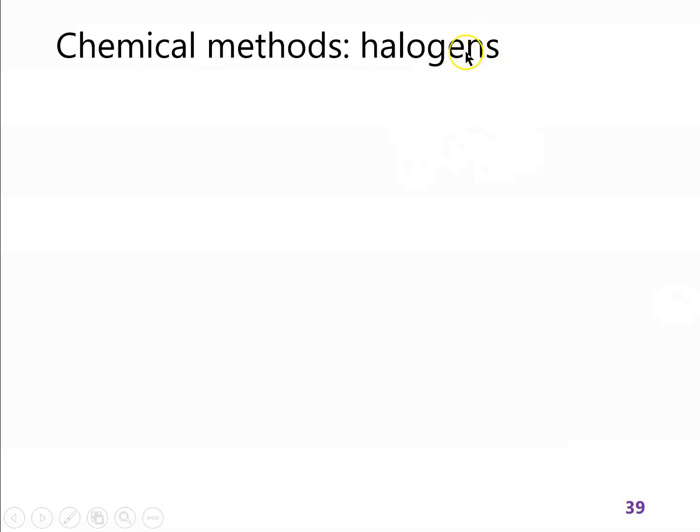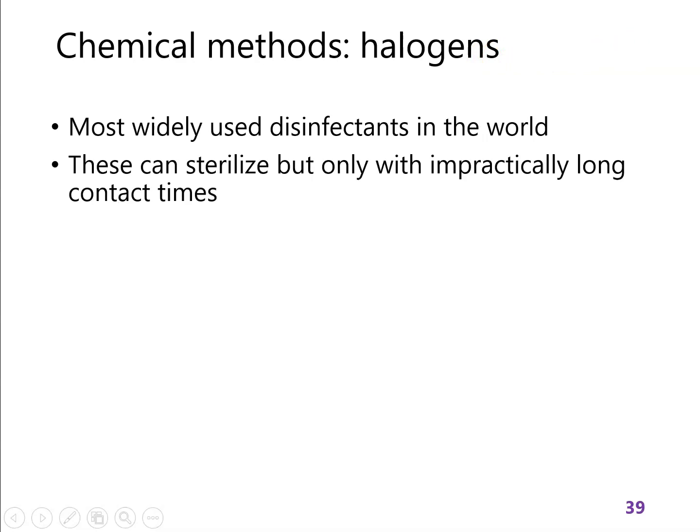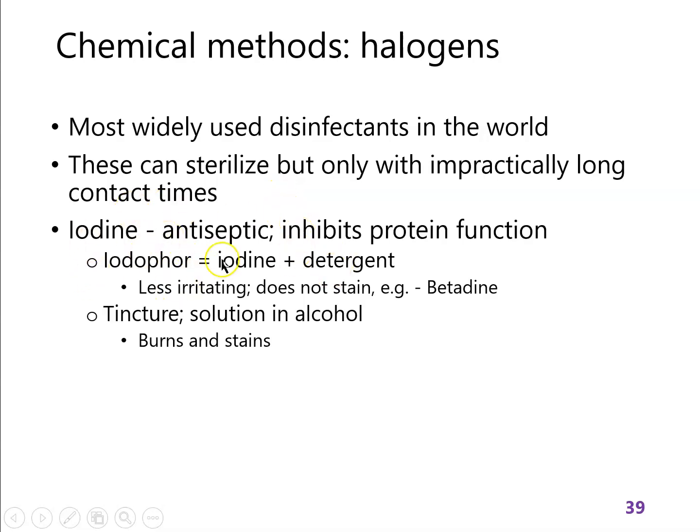Halogens I want to talk about a little bit more. This is a big group, and it's the most widely used disinfectants in the world. It includes things like bleach and iodine and chlorine gas. And these are all capable, hypothetically, of sterilizing samples, but that's not practical because it takes too long. Sort of like boiling water. Boiling water can sterilize anything, but it might take 2 days of boiling, and no one is going to have that kind of time. So one example is iodine.